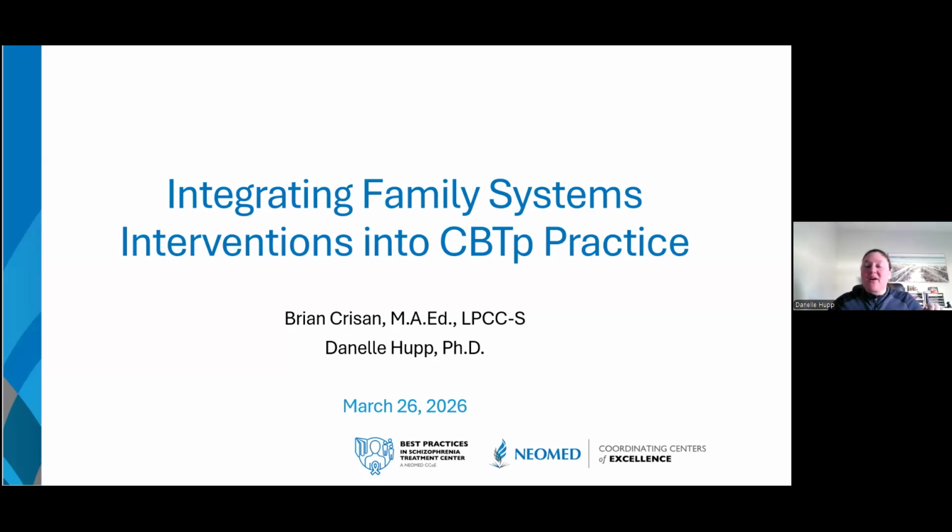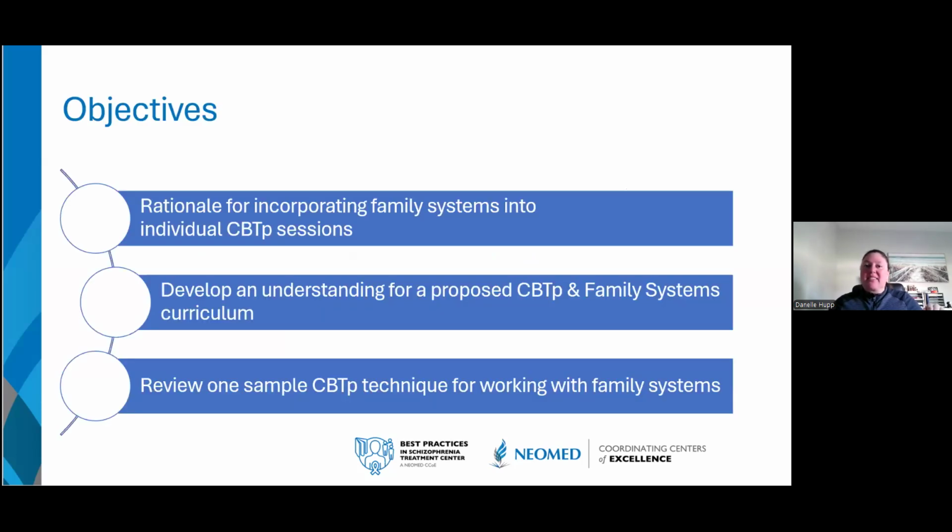So we're going to chat a little bit about what it could look like, integrating family systems work into individual CBTp practice. So we're going to chat about that for a few minutes this morning. Overall, we really want to share the objectives: ensuring that the rationale for incorporating family systems into individual CBT sessions is understood. Also, develop an understanding for a proposal that we have of doing this CBT and family systems curriculum so that people have some guidance on how to do this kind of work.